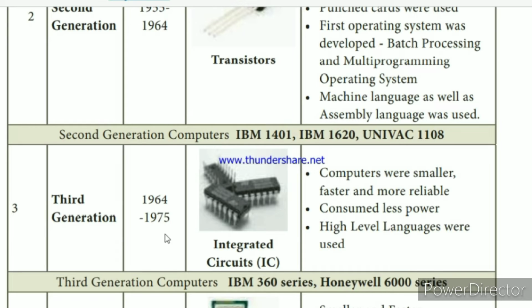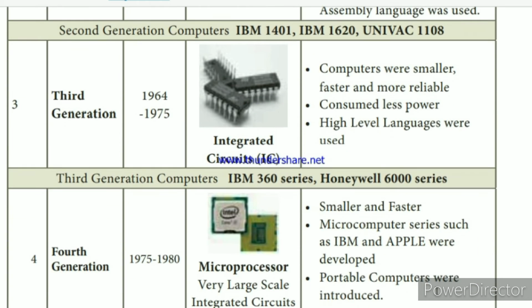Third generation computer, the period is 1964 to 1975. Integrated circuit used as the main component. Computers were smaller, faster and more reliable, and consumed less power. High level languages were used. The third generation computers: IBM 360 series, Honeywell 6000 series.